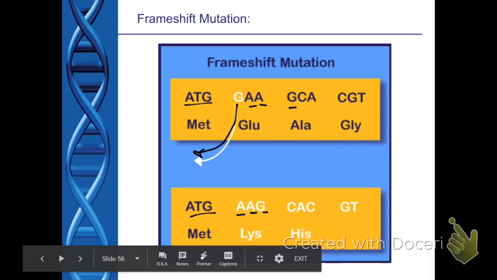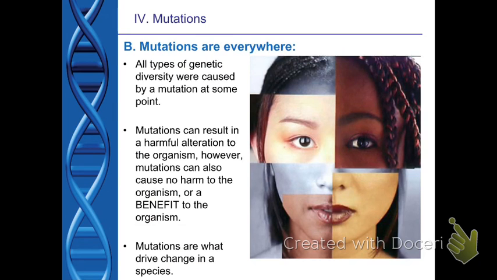This is the worst kind of mutation, because it'll cause not only one amino acid to change, but multiple amino acids after it are going to be different. So these frame shift mutations, insertion or deletion, are the worst when it comes to things that can affect the organism. Mutations occur, but they're not always harmful. Sometimes they're beneficial, and mutations are what cause change in species.